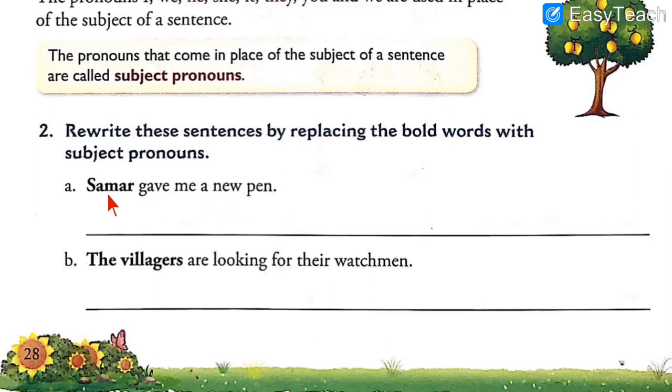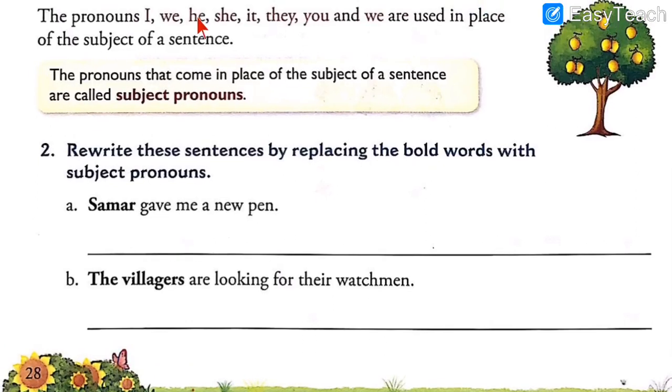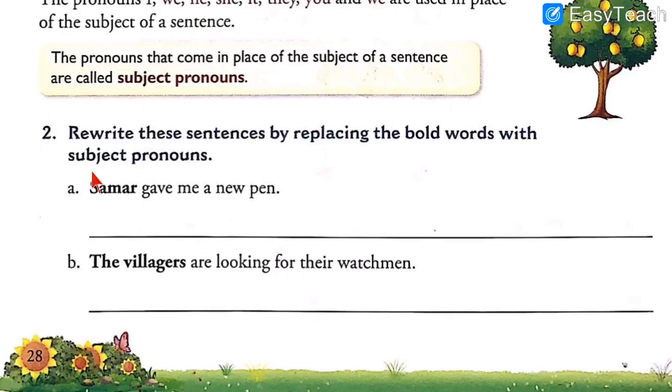Now here, as you can see, the highlighted word is Samar, S-A-M-A-R. So what do you think? Is it a name of a boy or a girl? Of course, we know that Samar should be the name of a boy. So for boy, we use the pronoun he. As you can see above, all the subject pronouns are given over here. So from this you have to select any one. For boy, Samar. So Samar is a boy, we use he. It is the name of a boy, S-A-M-A-R, Samar.